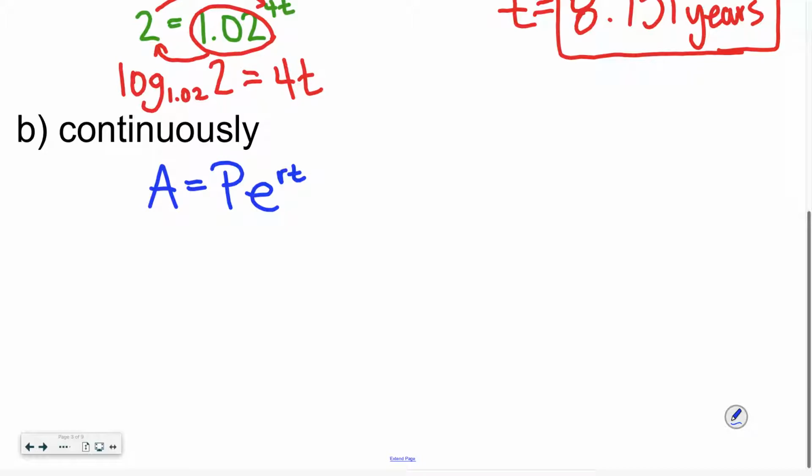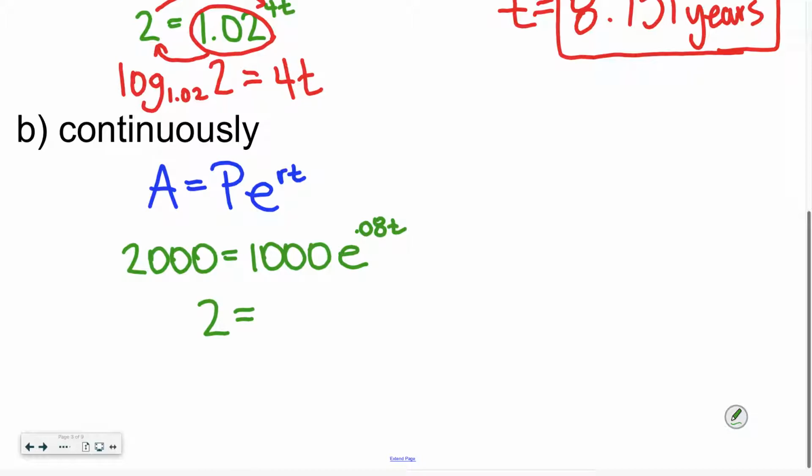Anyway, so our amount is $2,000. Our principal was $1,000, and our rate was 8%, right? Okay, so now this is the equation that we need to solve. Very similarly, we need to divide that 1,000 over, and again, I'm going to reiterate, since we're doubling, when we divide, we get a 2. That's not a surprise. If we're tripling, we get a 3. If it's being cut in half, we get 1/2.